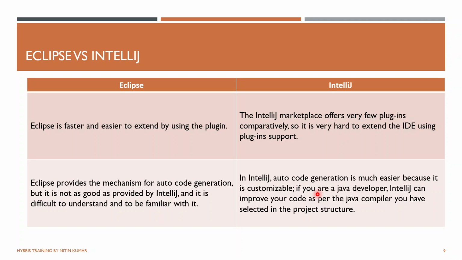It is very easy to customize, and if you are a Java developer, IntelliJ can improve your code as per the Java compiler you have selected in the project structure. So the auto code generation of IntelliJ is much better as compared to Eclipse. So these are some comparisons between IntelliJ and Eclipse.